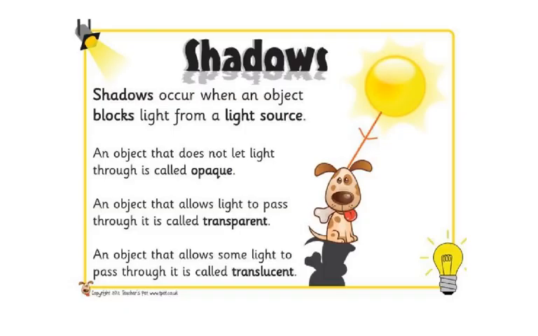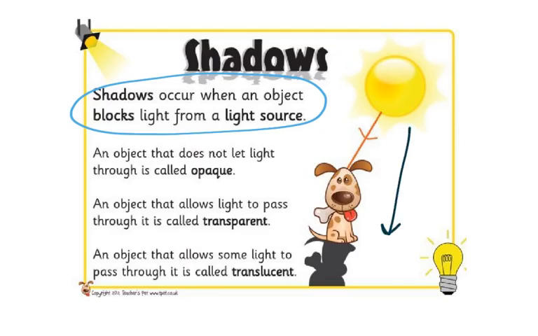Your anchor chart says shadows occur when an object blocks light from a light source. So here we have a picture of a dog, and the sun, which is the light source, is shining down towards the ground. Now the reason that there's a shadow where our dog is standing is because our dog is blocking that light and creating a shadow, or a spot where there is no light hitting the ground.